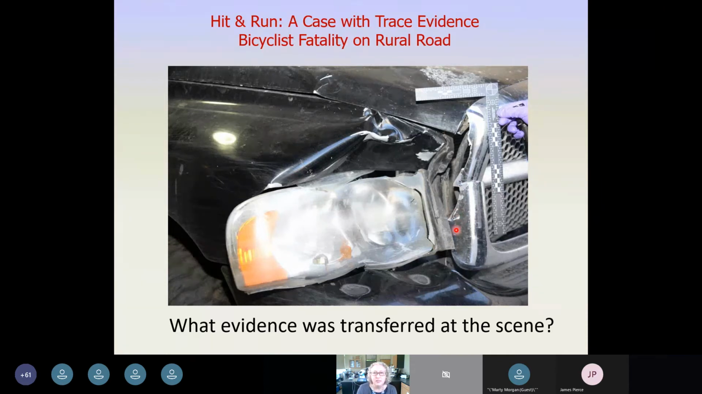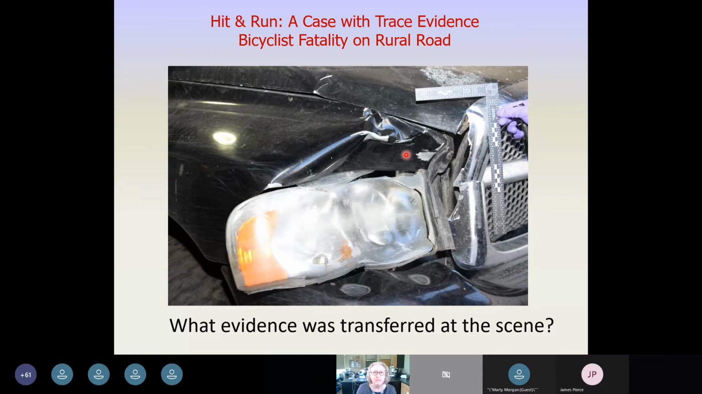So what evidence was transferred to the scene? Well, we can see there's some missing paint. We talked about how paint has a tendency to pop off of a metal surface as that metal is deformed or bent through the force of the impact. And then there's some plastic pieces missing as well, and that's true for both the light assembly and the grille.